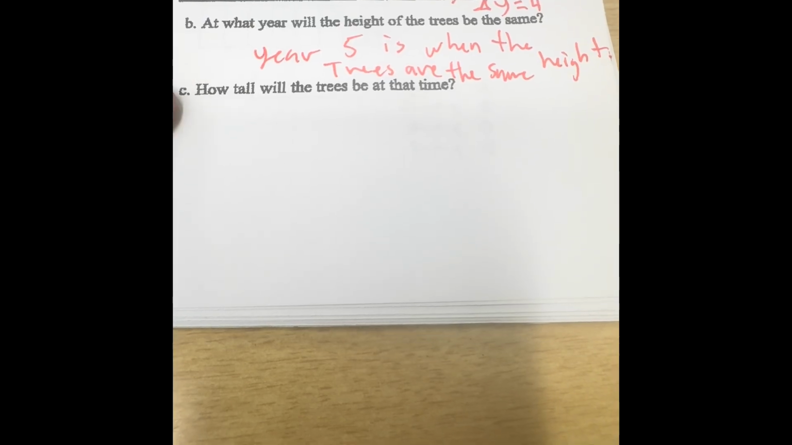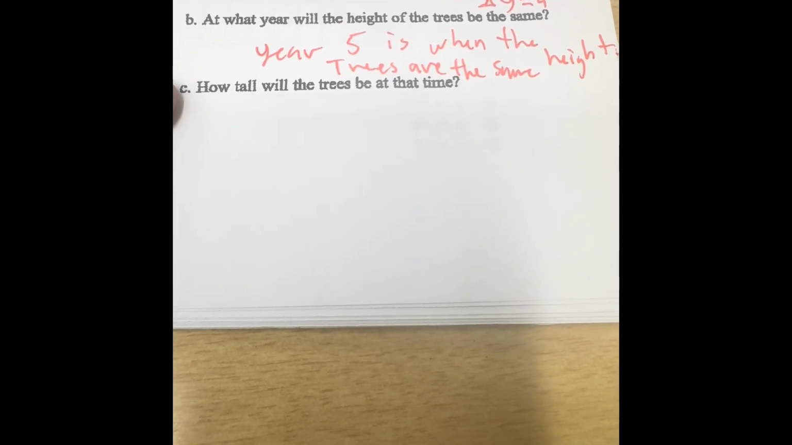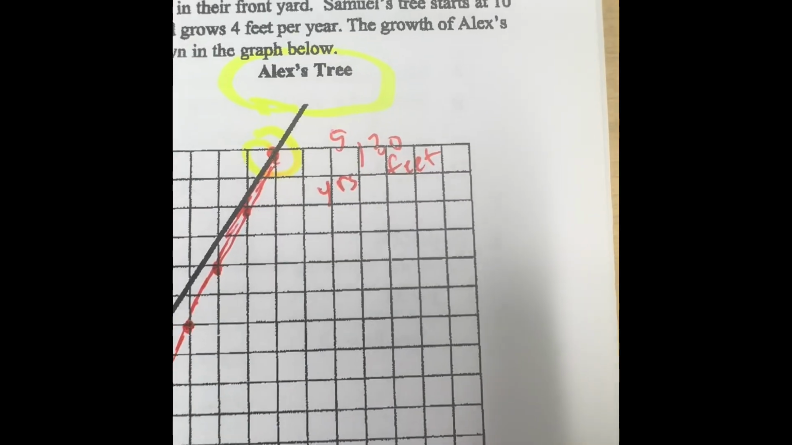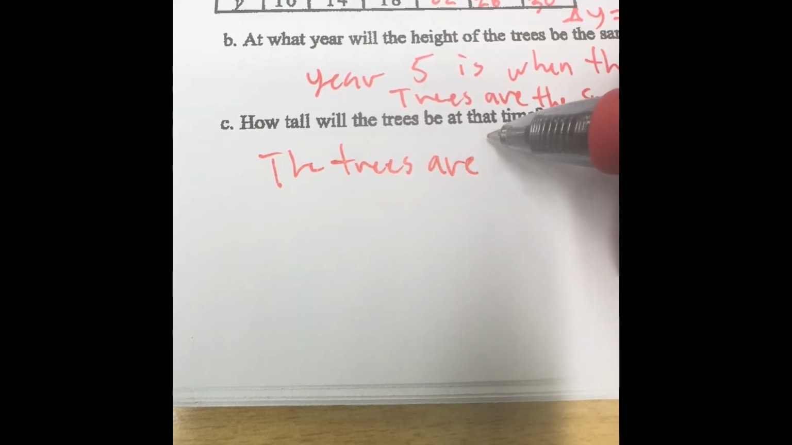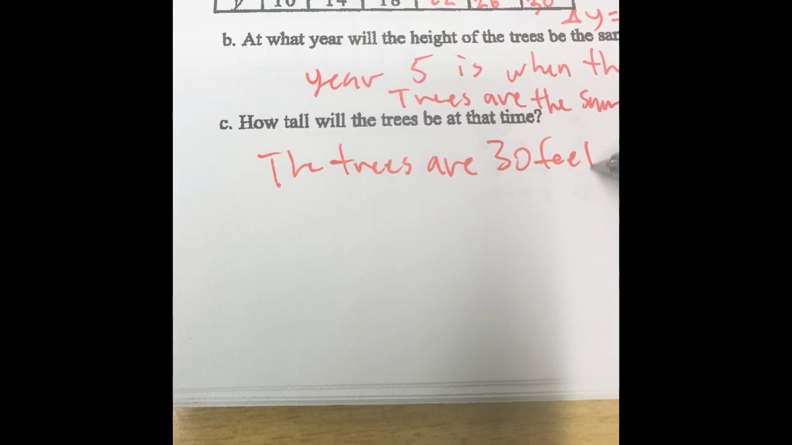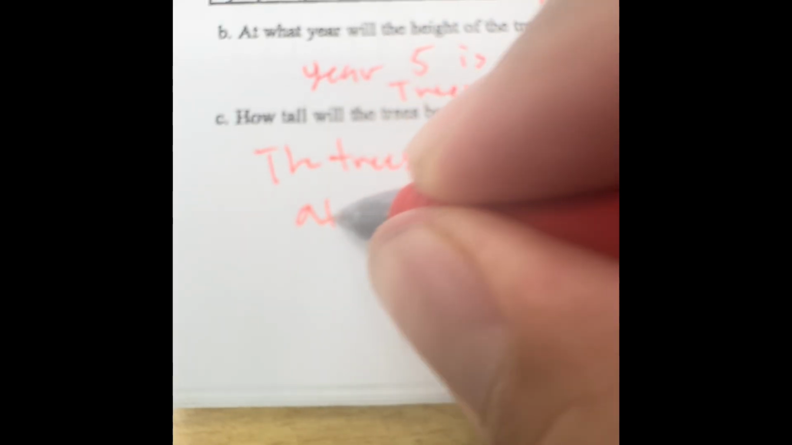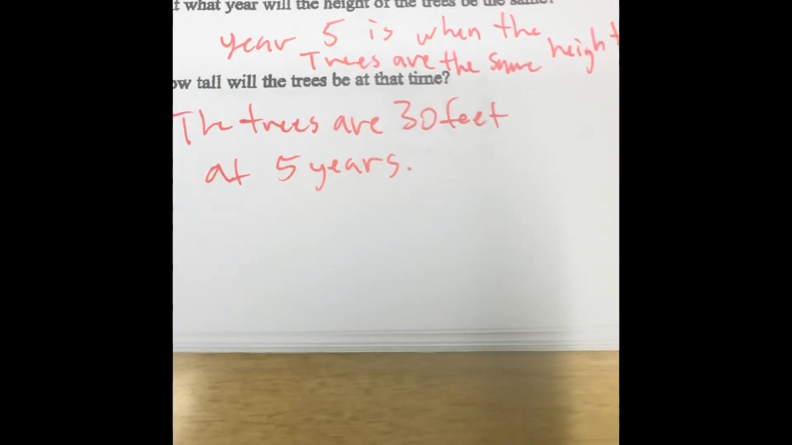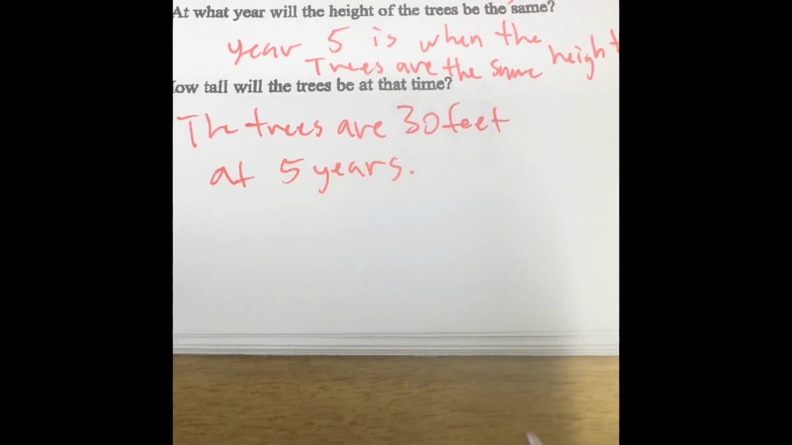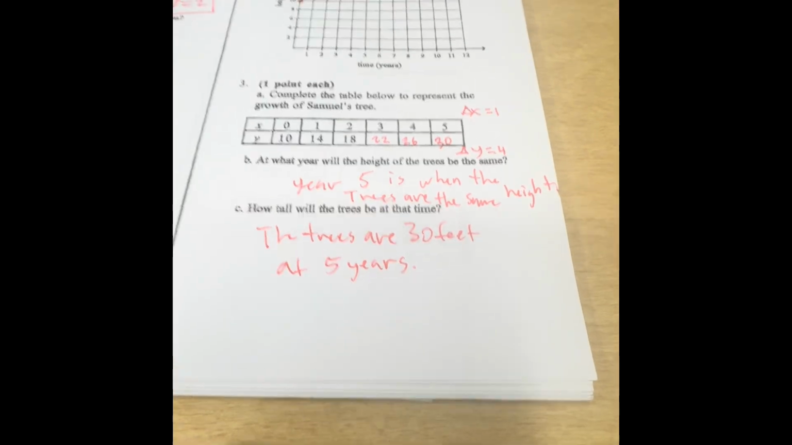Okay. Question C says, how tall will they be at that time? Well, we look at the pair. At 5 years, they're both going to be 30 feet. The trees are 30 feet at 5 years. Okay. So we're going to go ahead and continue to page 26.